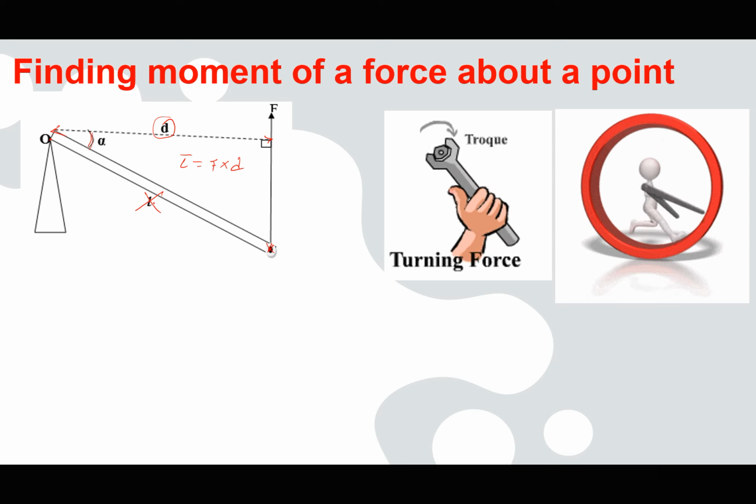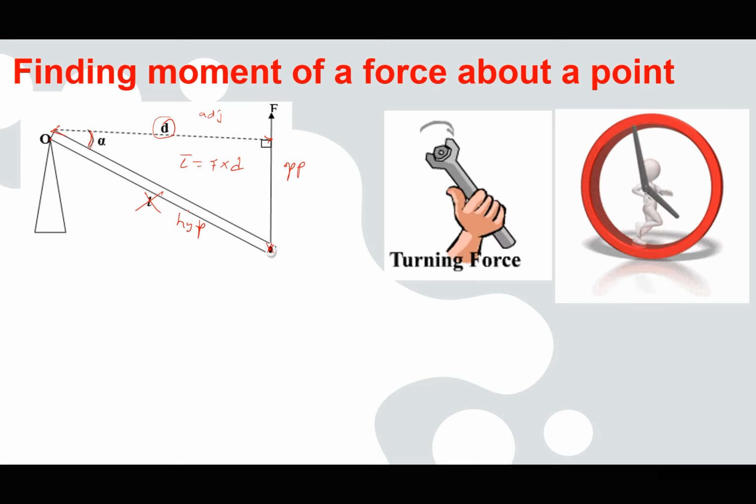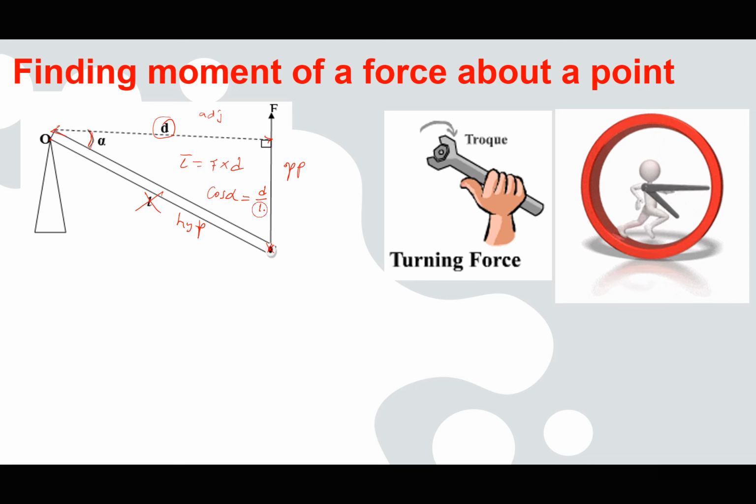So in this case, I have to use L to find the distance D if D is not known. If we use theta, this is going to be opposite, and this is going to be the hypotenuse. Of course, D is going to be the adjacent. So I want to find D, which is the adjacent, but I have L, which is the hypotenuse. So in that case, adjacent over hypotenuse, that will be cos. So I would say cos of alpha is equal to the adjacent, which I want to find, over the hypotenuse, which is L. This would imply that the distance d would be L cos of alpha.